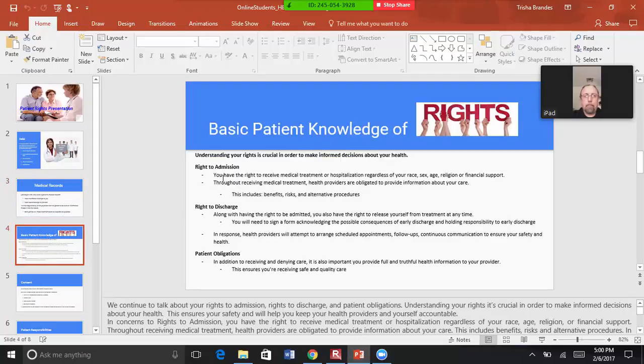All the basic rights every patient should know. The right to admission. You should always be given the care that you need at any facility that you present with a medical condition. The right to discharge. You can discharge yourself from a facility at any time. You do have to give your written consent and all acknowledgments that you understand the risk and the liability that you take by leaving. And patient obligation. In addition to receiving and denying care, it is also important you provide full and truthful health information to your provider.